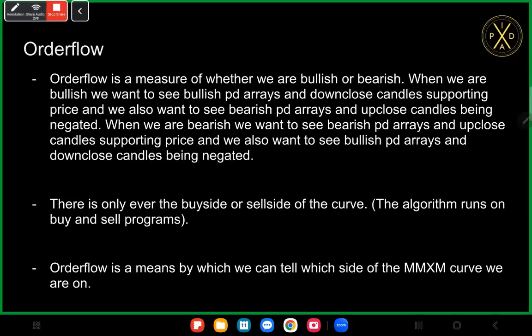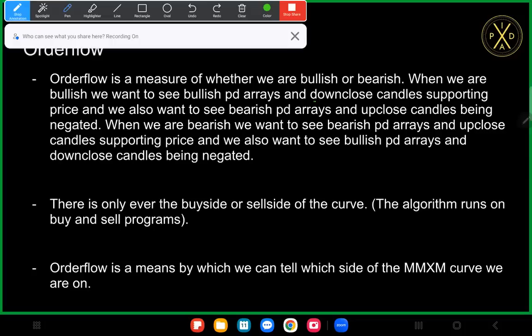All right, so the next important thing to talk about is order flow. Order flow is a measure of whether we are bullish or bearish. And when we are bullish, we want to see bullish PD arrays and down closed candles supporting price. And we want to see bearish PD arrays and up closed candles being negated. All right, so let me underline a few key things. So down closed candles supporting price and up closed candles being negated. So that's during bullish order flow.